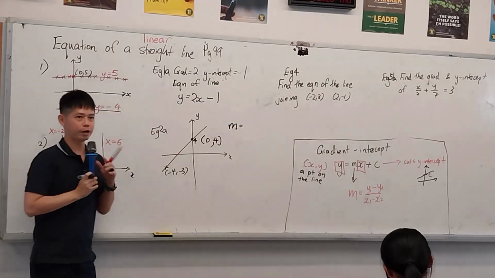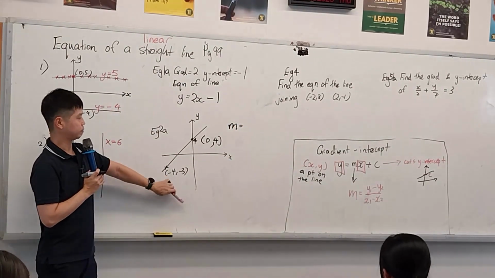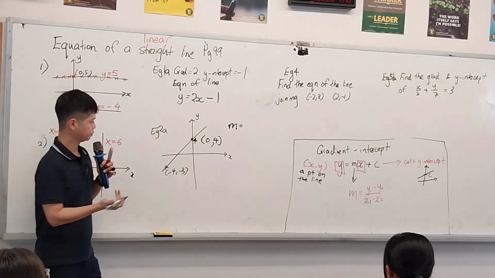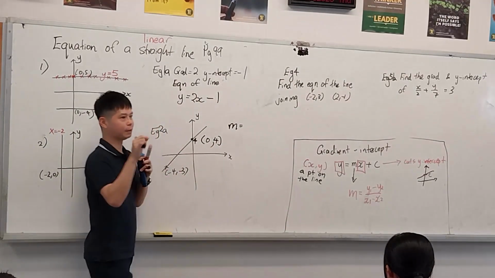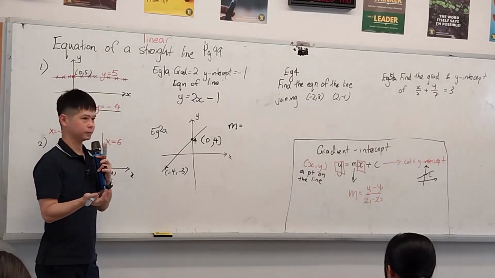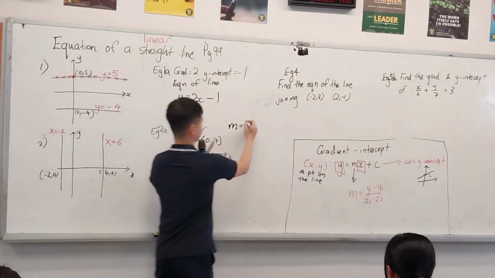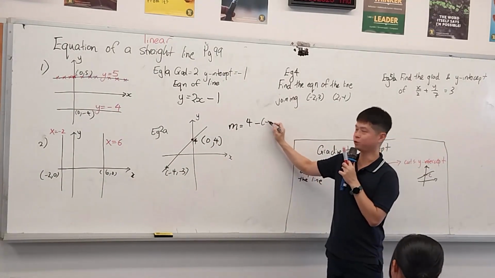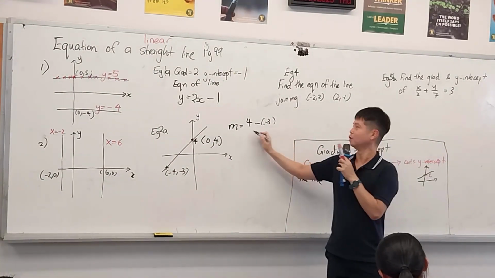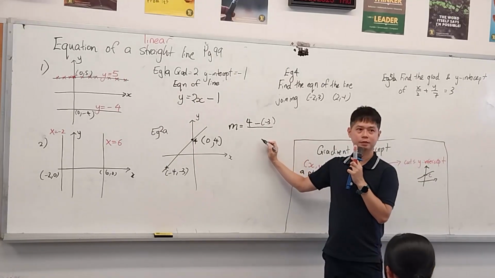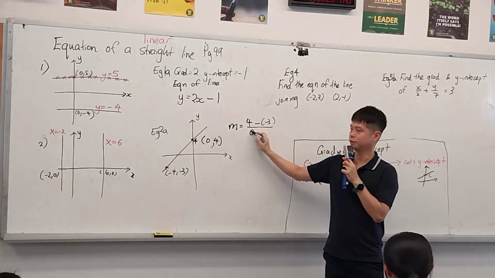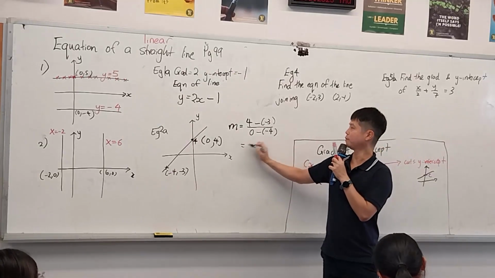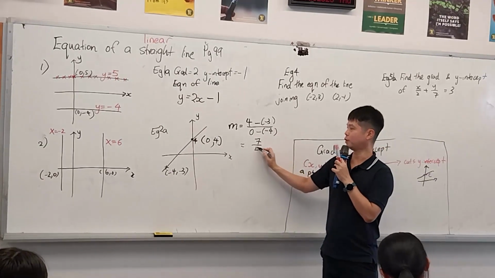Now, this is a very important part of the lesson. But not the most, but still important. Okay, so what is the gradient? Yeah, what's the number? 4 minus -3. Are you all following? Over 0 minus -4. So that will give us 7 over 4.